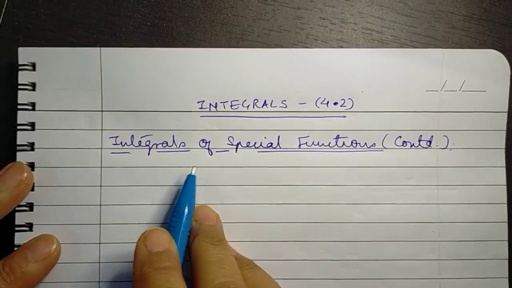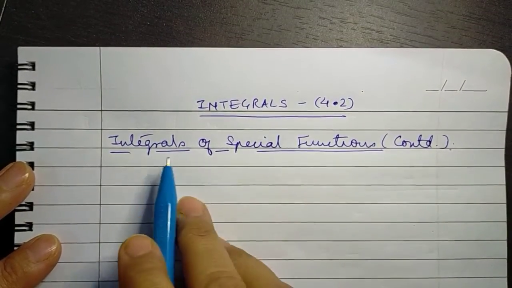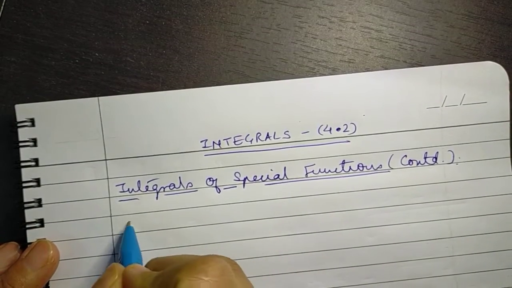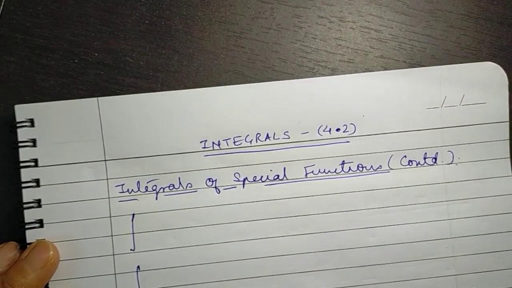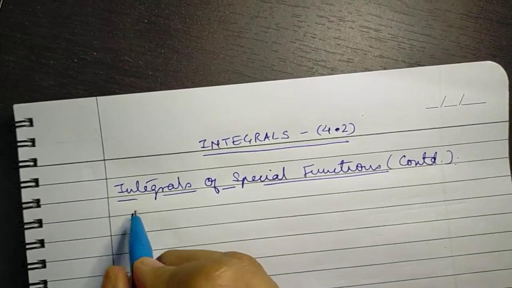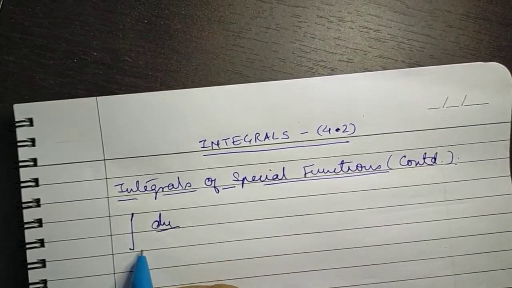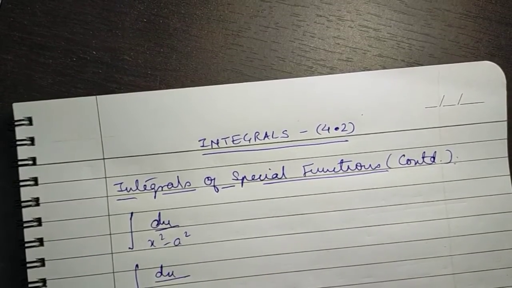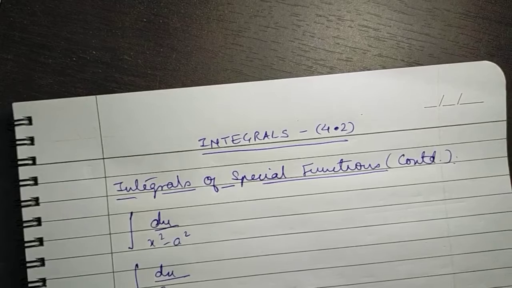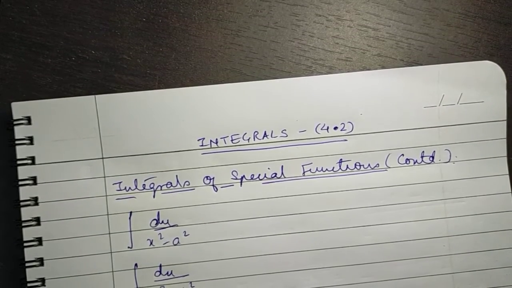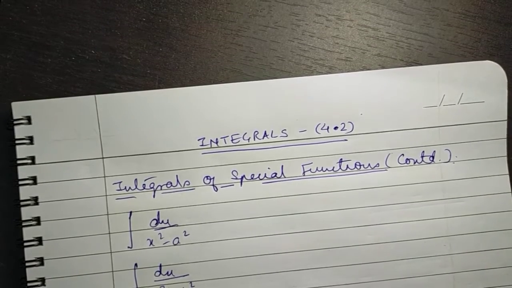Good morning. Today we are going to continue with the integrals of special functions. In the previous video, we have seen three results. One is the integral of dx over x squared minus a squared. Another one was dx over a squared minus x squared, and the last one was dx over x squared plus a squared.